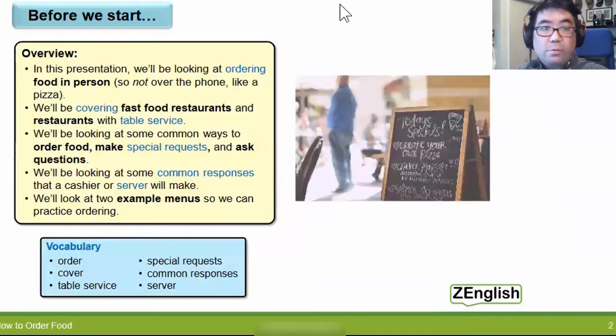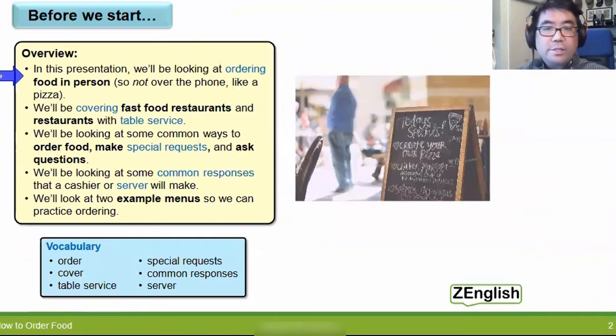All right. So here we go. We are on our first page, and before we start, let's take a look at what we're going to be doing in this presentation. So number one, we're looking at ordering food in person. So not over the phone, but in person. You're going to the restaurant, and you're interacting with the cashier, you're interacting with the waiter. That's what we're going to be looking at.